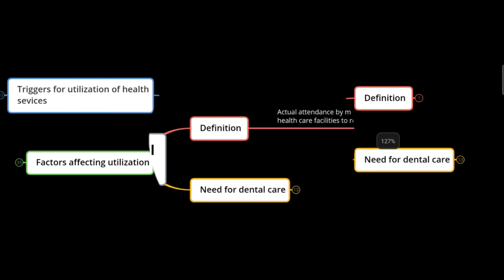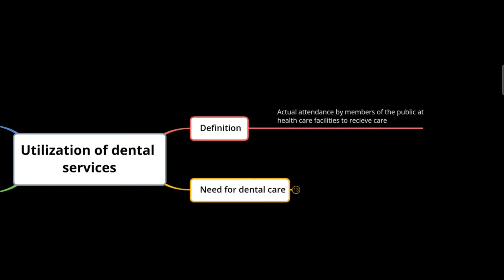So, let's begin. Utilization of dental services is defined as the actual attendance by the members of the public at healthcare facilities to receive care. So, for example, if you organize a community dental checkup, if you calculate the number of people who attended the healthcare facilities and received care, that is basically the definition of utilization of dental services.